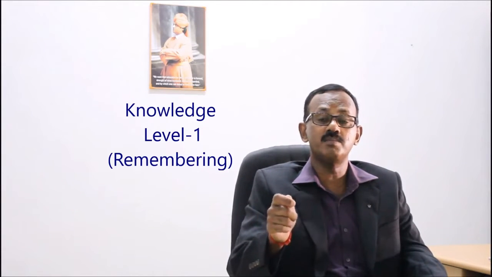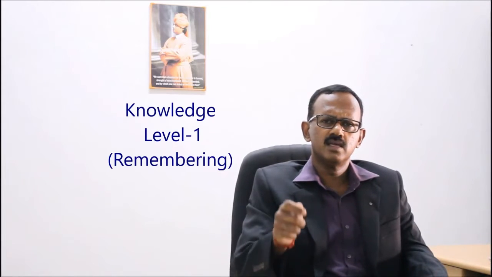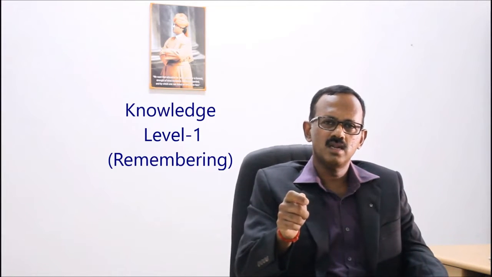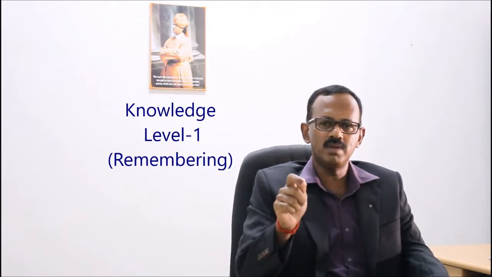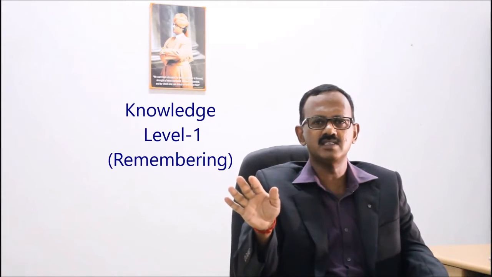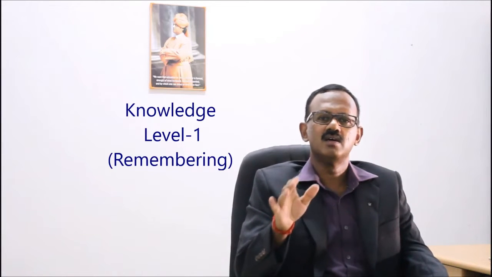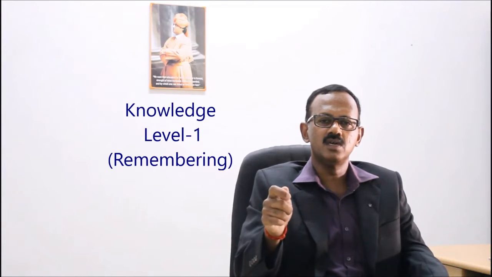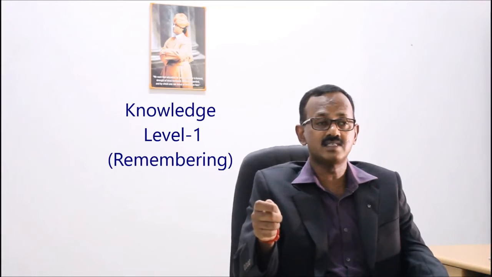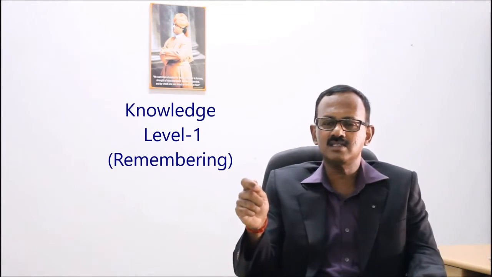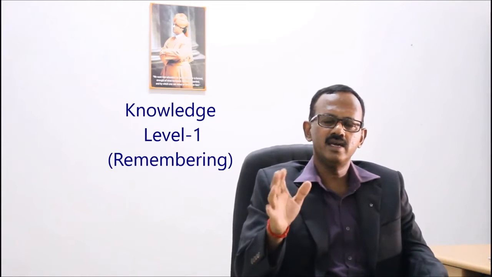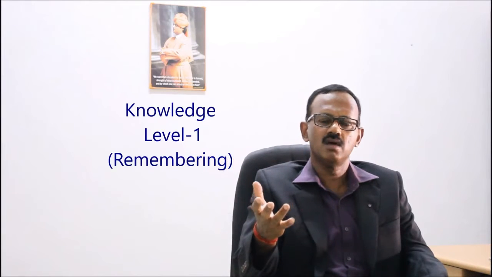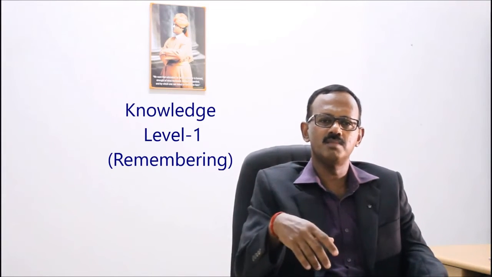But first, let us see what is the meaning of remembering. If a person has the capability to tell what already exists in a published material without any kind of change, then that person is said to have knowledge at the remembering level. Again, I would like to repeat, the capacity of a person to exactly repeat what already exists in the published material is called remembering. So it is the capacity of a person to retrieve information from long-term memory.